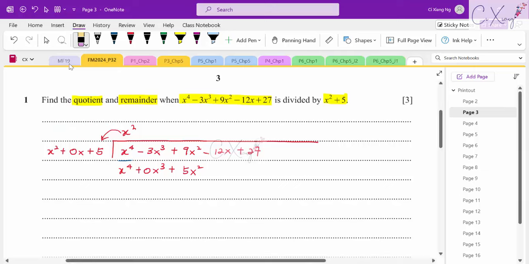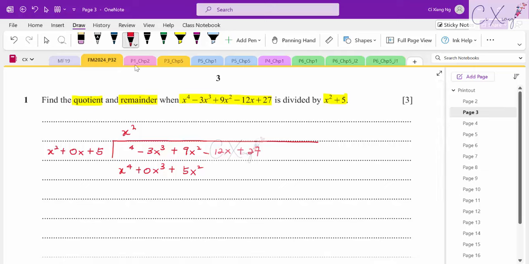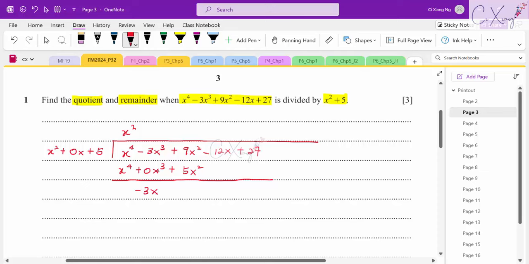After you decide the first quotient here, then you need to subtract the bottom from the top. So x power 4 minus x power 4, you get 0. Then for this one, negative 3x cubed minus 0x cubed, we are having negative 3x cubed. 9 minus 5, you are having 4. Okay, so I bring down the negative 12x here.